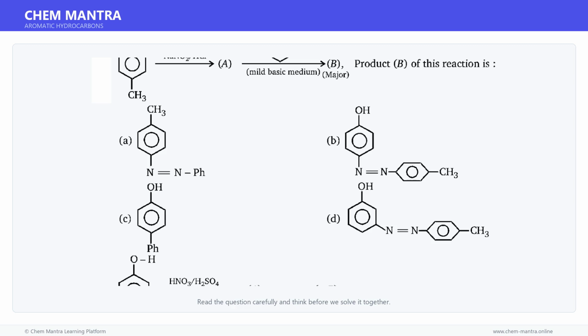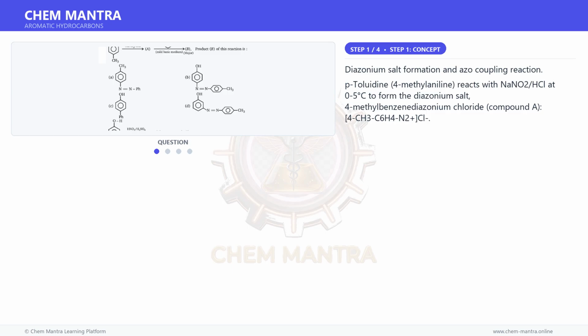Here is a question. Read it carefully and think about the answer. Let us solve it step by step. Let us first understand the key concept here. Diazonium salt formation and azo coupling reaction.